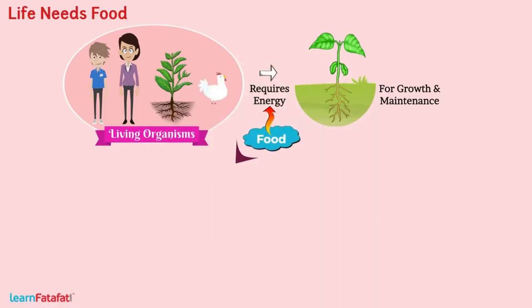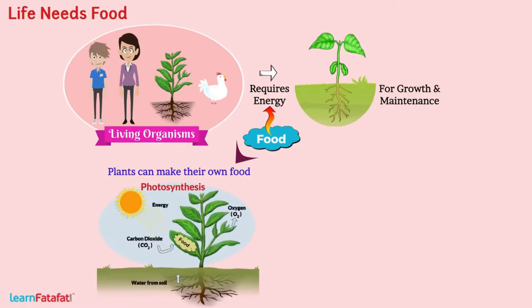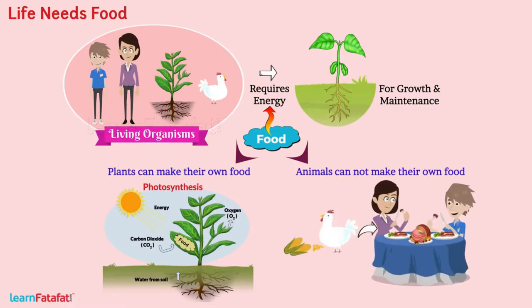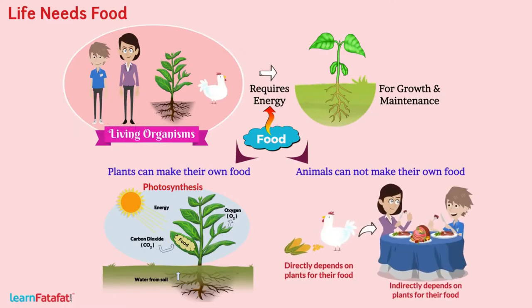You must be knowing that plants can make their own food by the process of photosynthesis. But animals, on the other hand, cannot make their own food. Instead, all animals depend directly or indirectly on plants for their food.